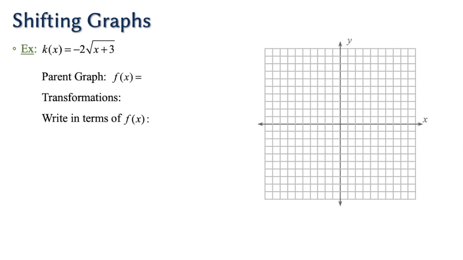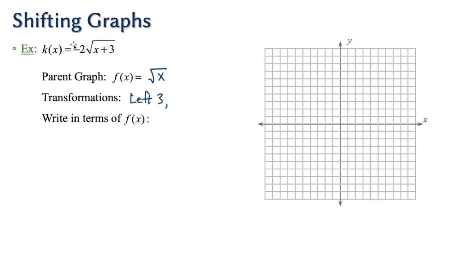Let's try it again. This time we're going to do it with a radical graph. In our radical graph here, again, we have to identify the parent graph, and that, of course, would be the square root of x. Now, as far as the transformations, we have 3 of them. The first thing I noticed right away is that on the inside, we're adding 3. That means we're going to take the graph and go left 3.